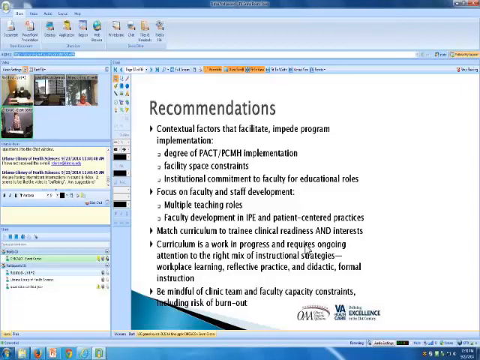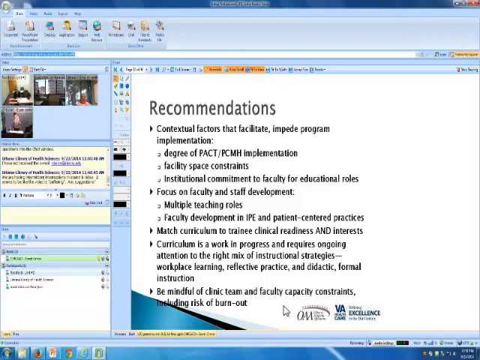Also important to match the curriculum to the trainees' clinical readiness and interest. I told you about that shared decision-making, Hep C fiasco. So, really matching to where the trainee is at. Certainly the curriculum's a work in progress, and really to get the right mix of instructional strategies. It's really easy to do didactic formal instruction, not so easy to do the workplace learning and reflective practice. But we've made great strides at that.